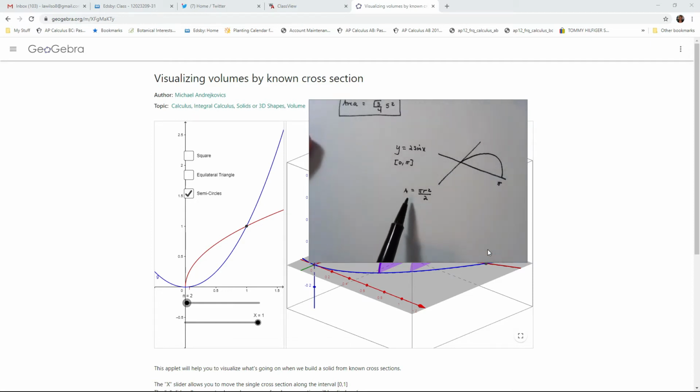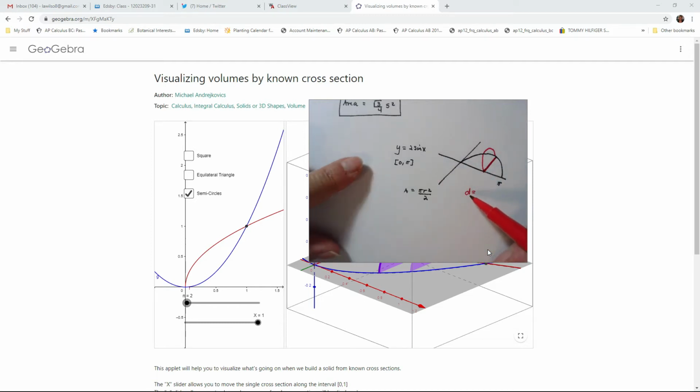The problem here is that this is not in terms of x, this is in terms of r. Now, if I'm slicing perpendicular, this line is perpendicular. This is the diameter of my semicircle, and the semicircle is going to come out of the page. This length, or diameter, is just the function itself. When you have a curve and the x-axis only, the distance between the curve and the x-axis is the function itself. So the diameter of this semicircle is 2 sine of x.